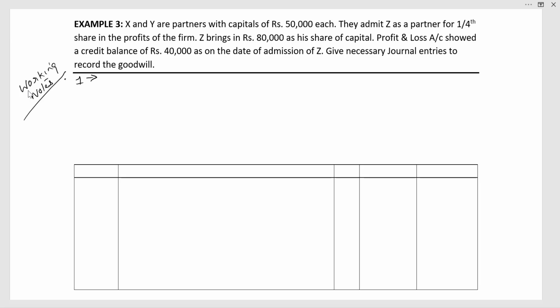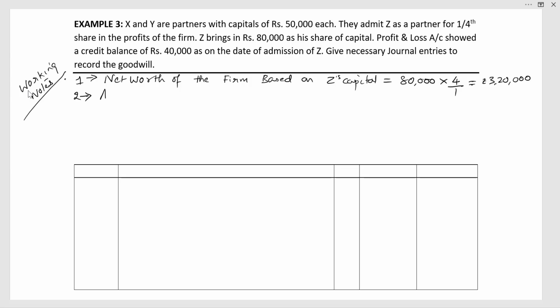Step 1. Net worth of the firm based on Z's capital is equal to 80,000 rupees, which is the capital of Z, multiplied by the reciprocal of Z's share, which is 4 divided by 1. We get rupees 3,20,000.